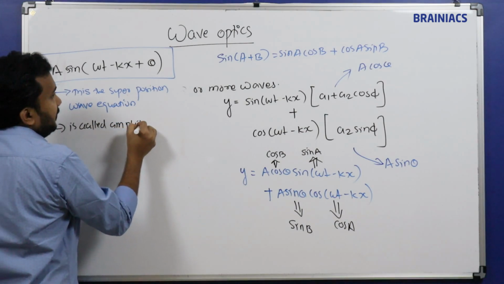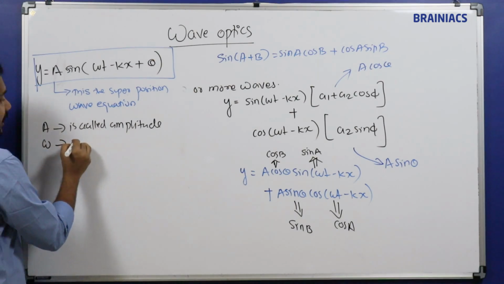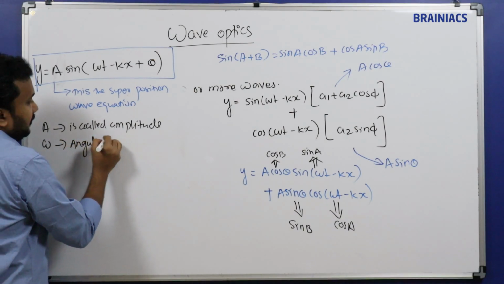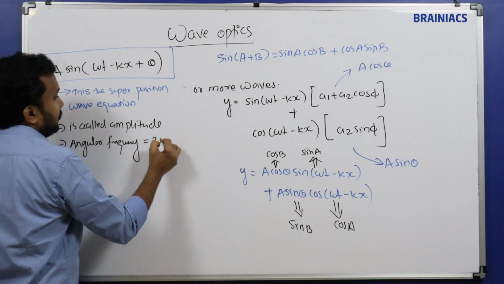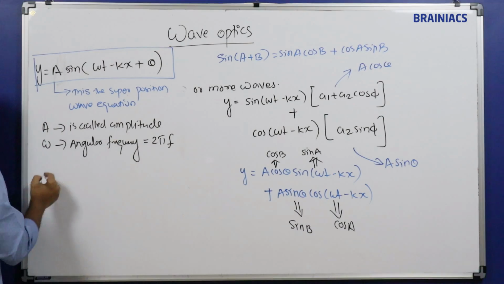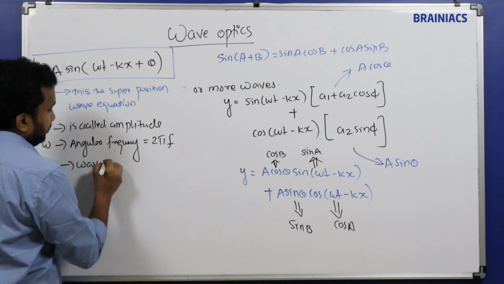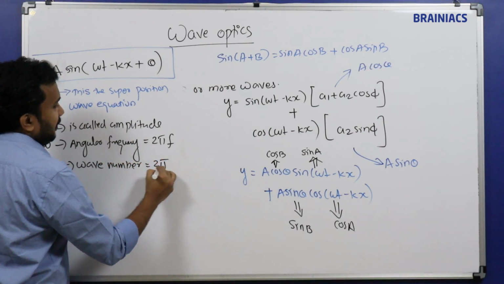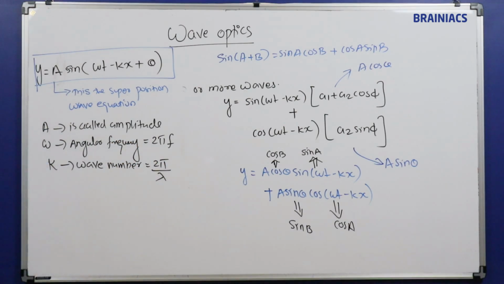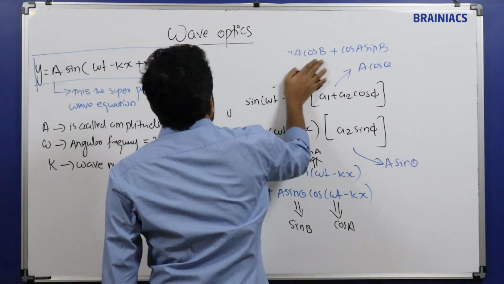This we already know, right? Capital A is called amplitude. Omega is called angular frequency. In electromagnetic waves also we have learned this, which is 2 pi f. And k is called the wave number, which is equal to 2 pi by lambda. That's all. Next, the key point is that this is an equation of a wave, but what more we are going to do over here.